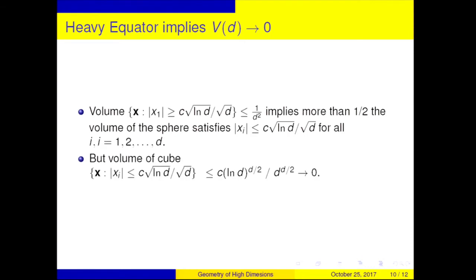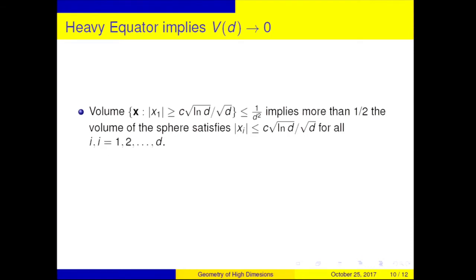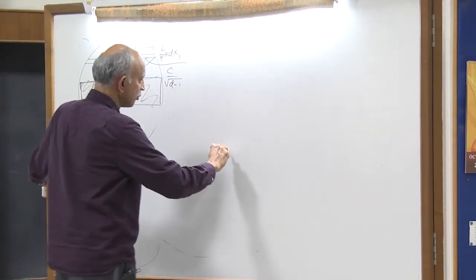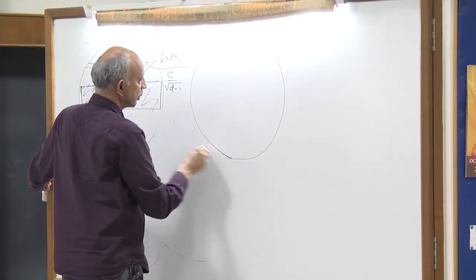It's another way to prove, so the equator being heavy is another way to prove that the volume of the whole sphere goes to 0, and that requires another picture. So I'll draw a fresh sphere. Let's draw a big one here.